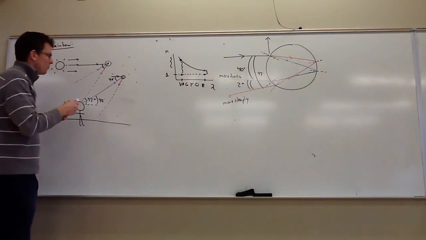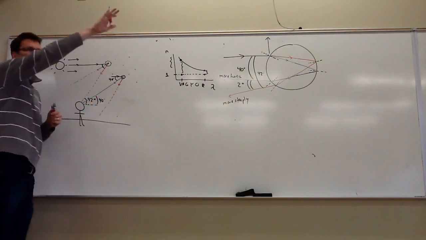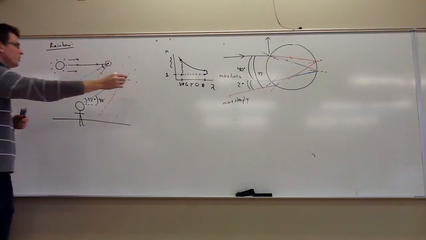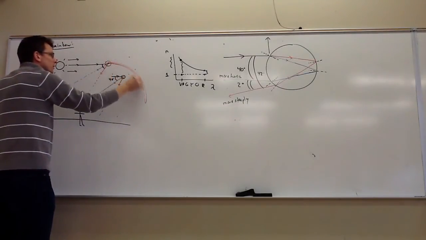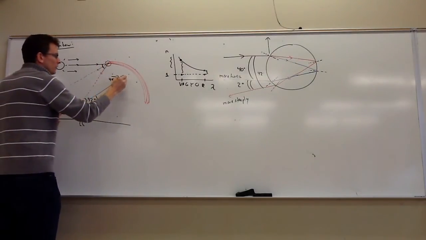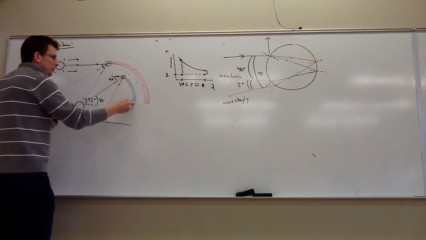And of course, I should mention that anywhere 42 degrees, it can be in any direction. So you'll see the red here, and you'll see the violet here.